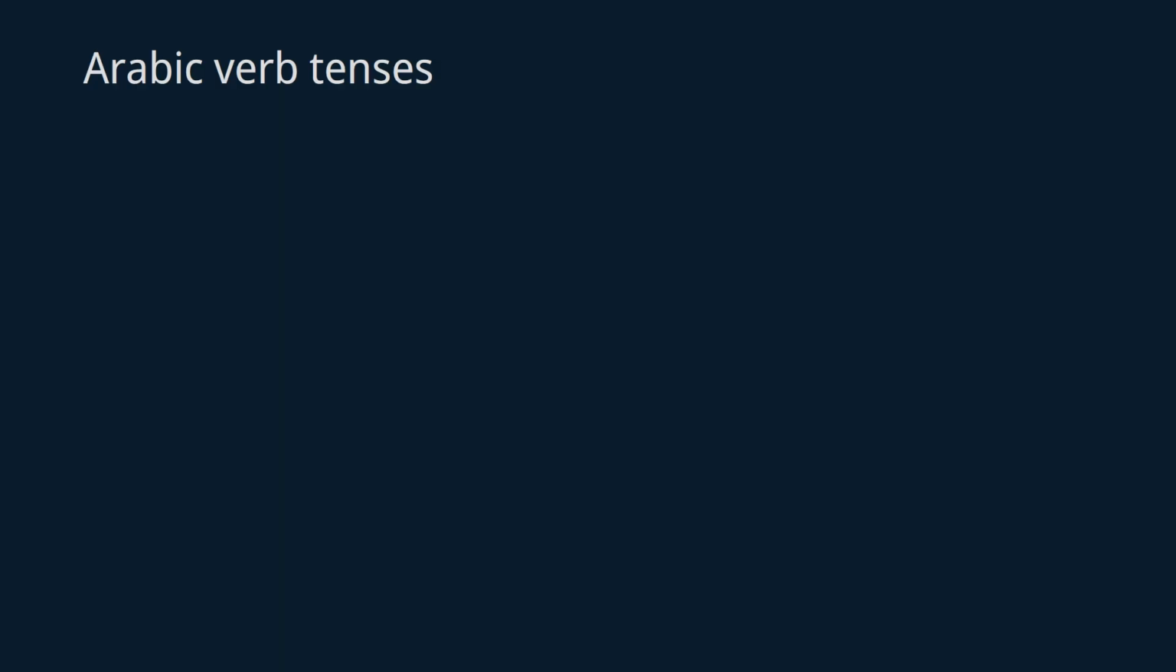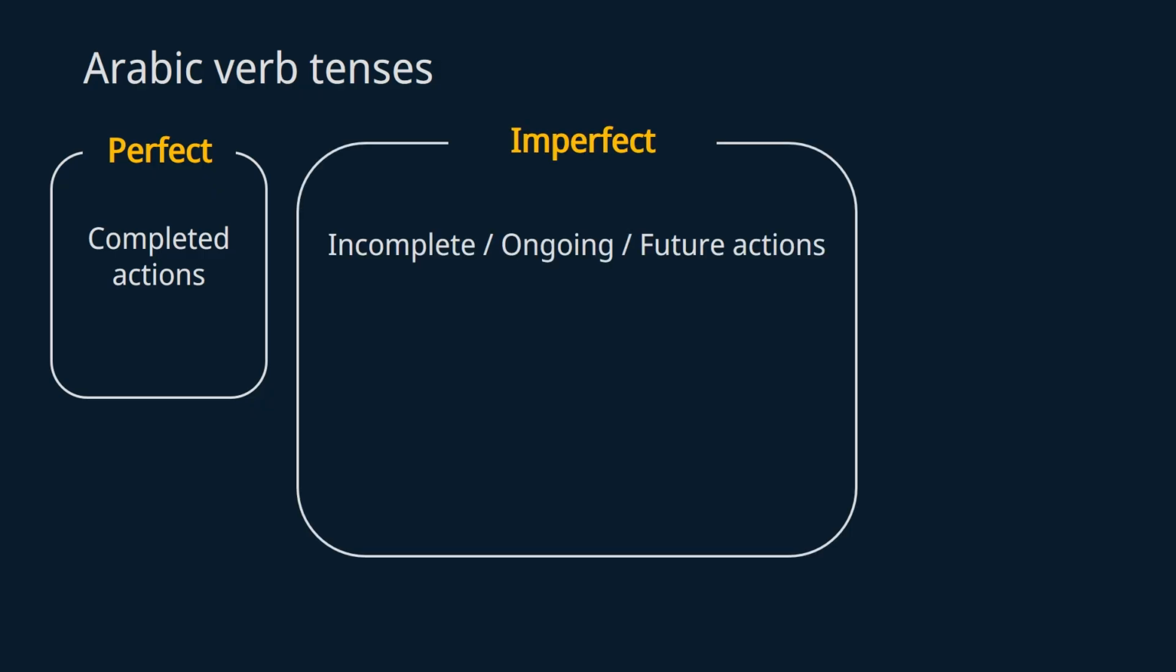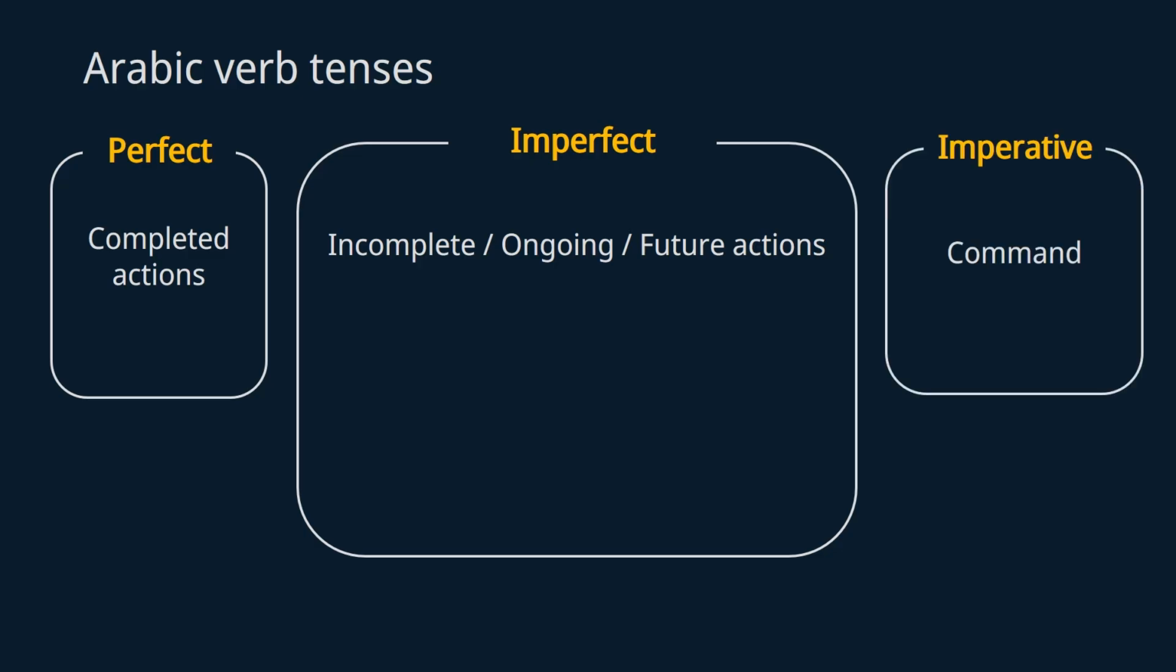First, let me give you a brief explanation of Arabic verb tenses. In the previous lesson on Arabic verb conjugation, we learned about the perfect and imperfect tenses. If you haven't watched that video, please refer to the link in the description. Perfect tense is used for completed actions, and imperfect tense is used for incomplete, ongoing, or future actions. The imperative is for command.